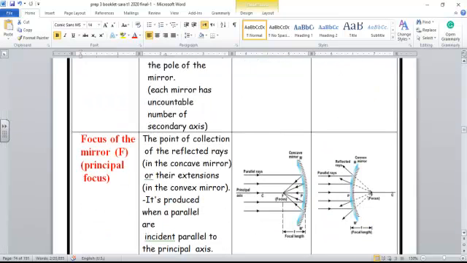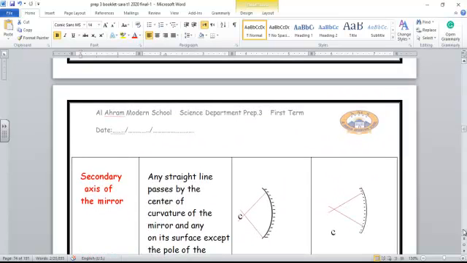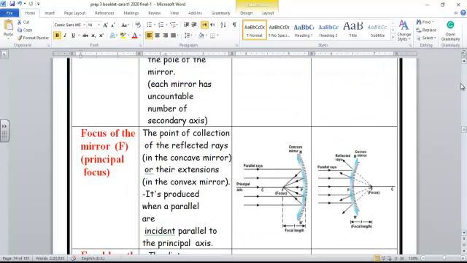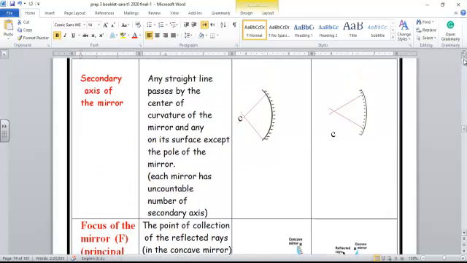What is the next one? After the principal axis, we have the secondary axis. A secondary axis is any straight line that passes through the center of curvature and any point in a mirror, except the pole. As you can see here, we have two secondary axes. This one moves down and the other one moves up. We have an uncountable number of secondary axes.